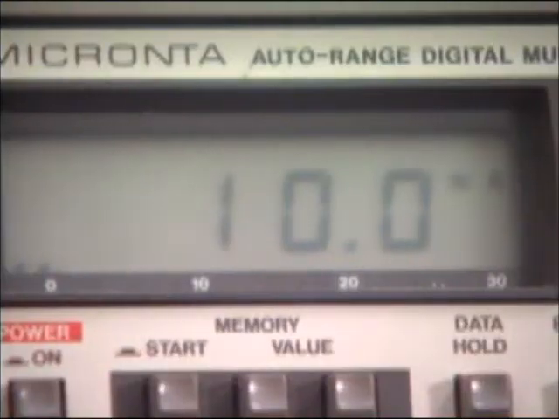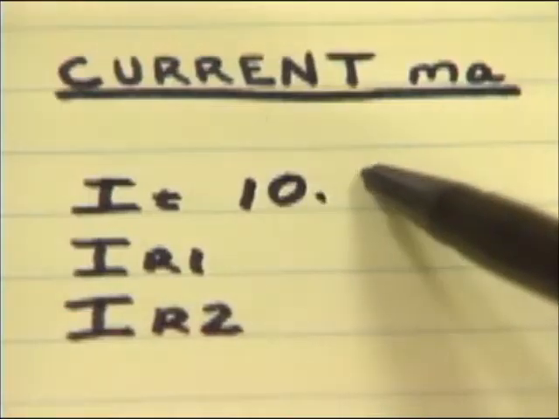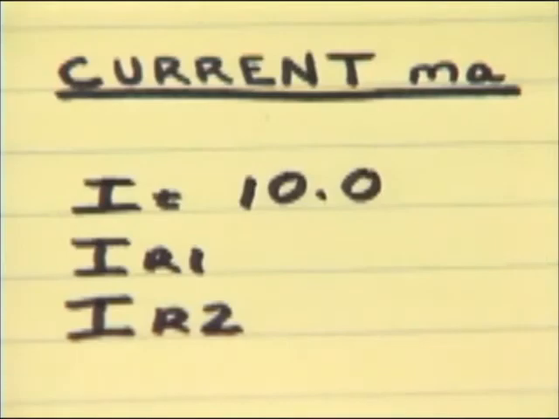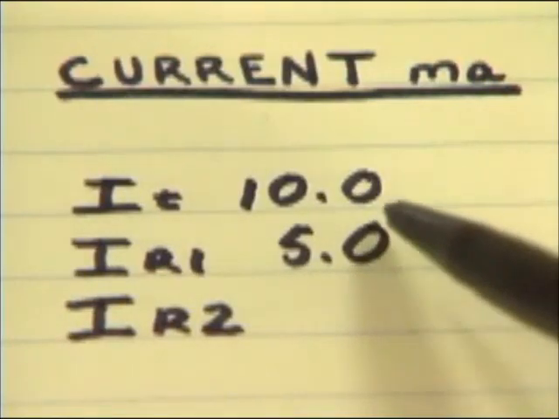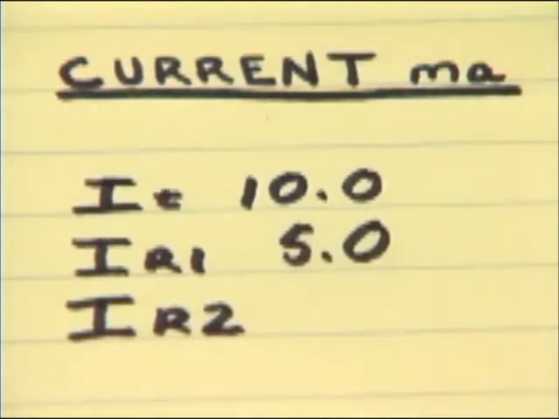Look at ammeter 1, which is measuring total current. It's reading 10.0 milliamps. Record this on your notepad for IT. Look at ammeter 2, which is measuring the current in your first branch. It's reading 5.0 milliamps. Record this on your notepad for IR1.